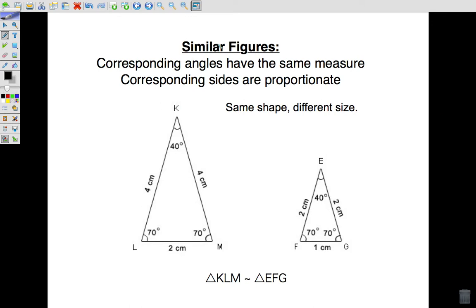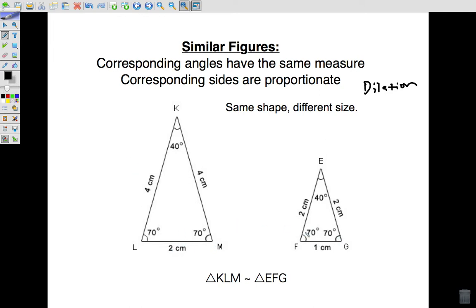All right, so when you unpause, similar figures: their corresponding angles have the same measure and corresponding sides are proportionate. It's the same shape but a different size. So this would be like a dilation. It's the same thing, just a different size. We see that K and E are both 40 degrees. Angle L and angle F are both 70, and angle M and angle G are both 70. But the sizes are different.